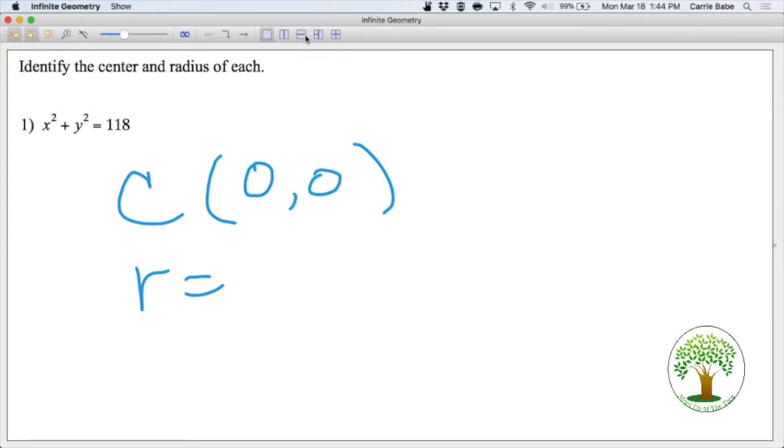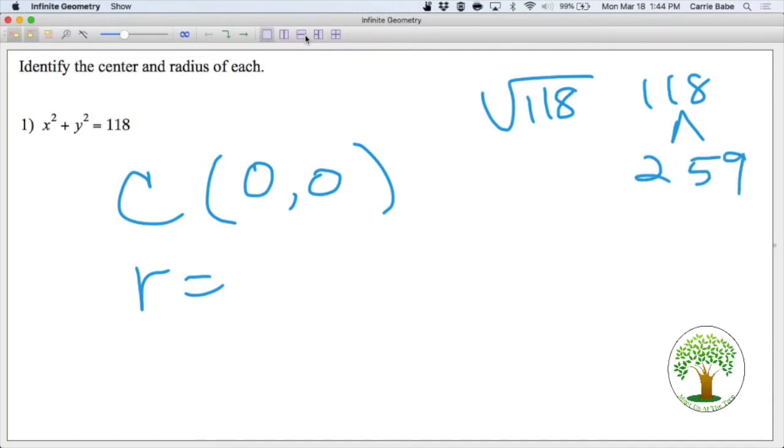But 118, what do we do with that? Take the square root of it. But is there something that can come out, though? Can we do a little factor tree? 2 and 59, but that doesn't help. 59, is that it? Okay, so it's just square root of 118. Fantastic. All right, so we're going to go on to number 3 next.